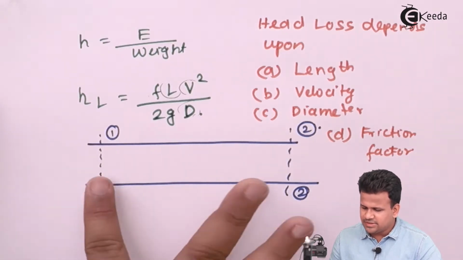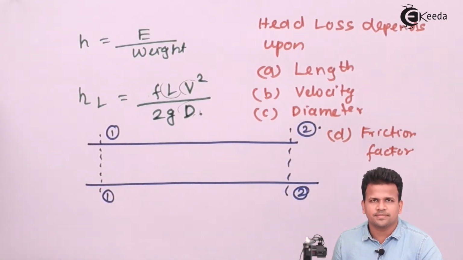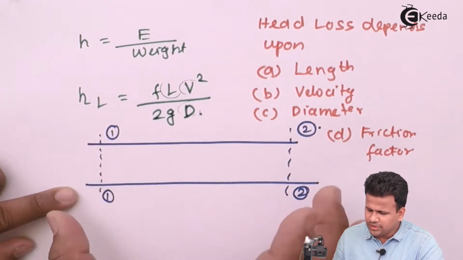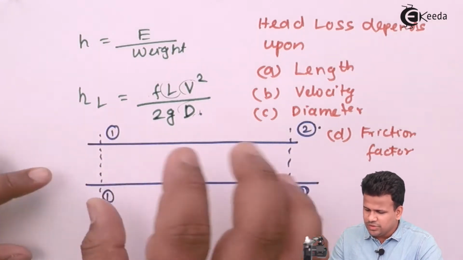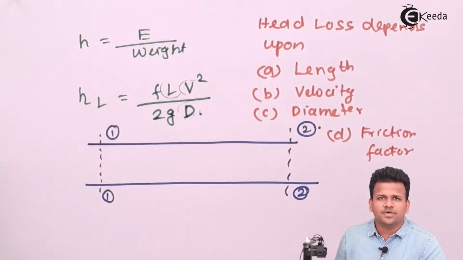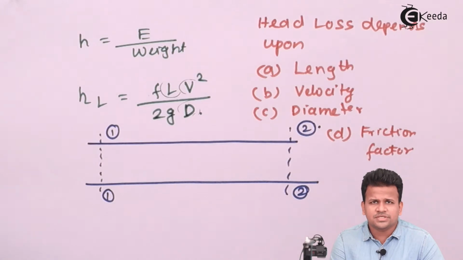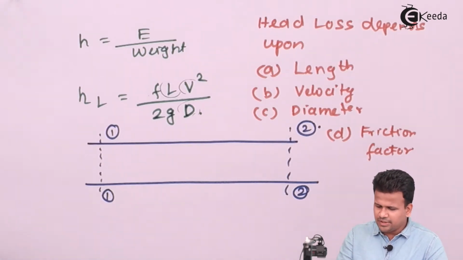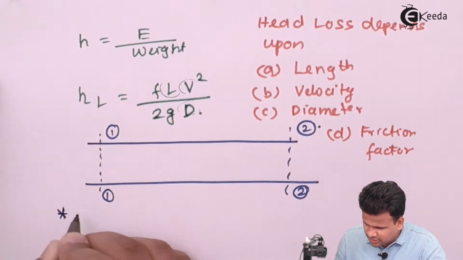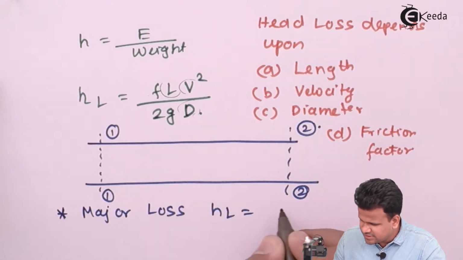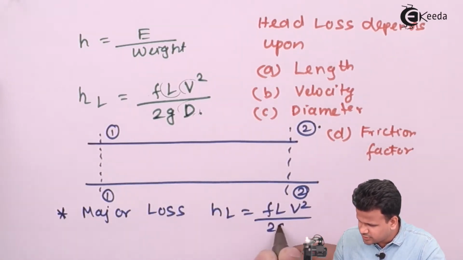Now, this is also called major loss in the pipe because if the pipe is very large, this loss is not only between section 1 and 2, it will be towards the end of the pipe. If the diameter of the pipe decreases, then also there will be a few losses. Let us study when there is a decrease or increase in diameter. For now, we have studied what is called major loss, that is h_L equals f L V squared upon 2 g d.